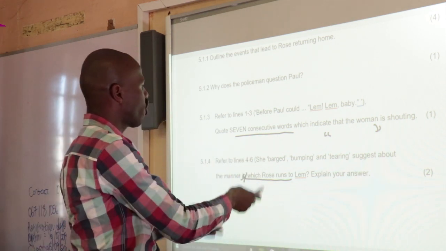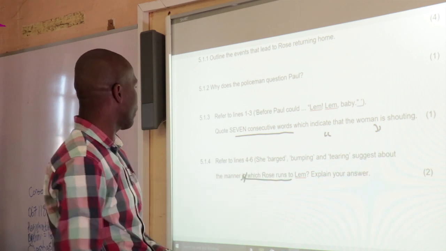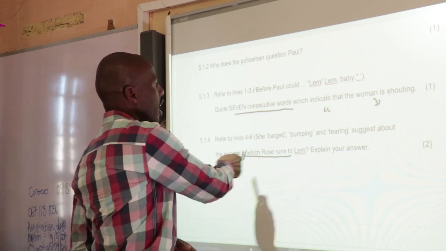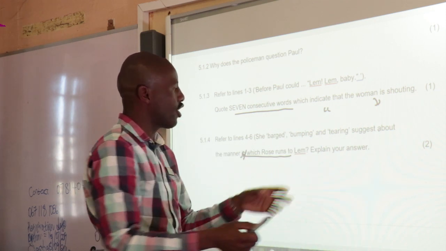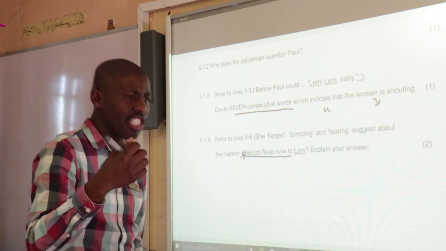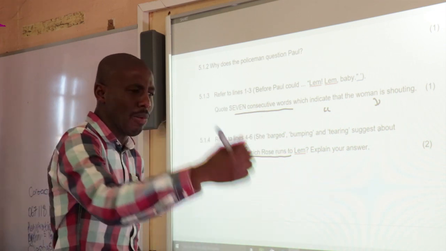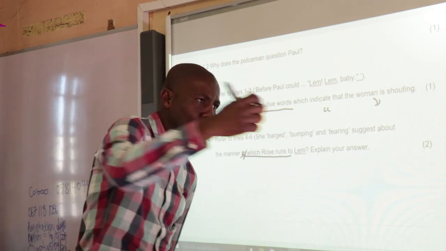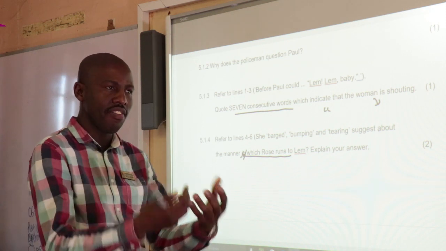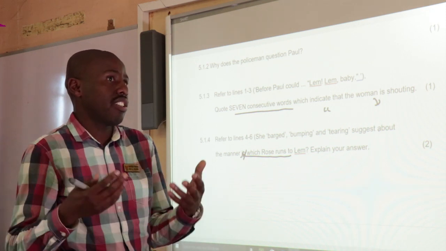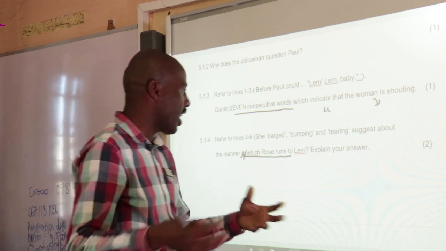Refer to line 426, "she barged, bumping, blathering" about the manner, and they say, what does this suggest about the way in which Rose returns to them? Explain the answer. Barging: she was running wildly, she could not be stopped, she couldn't wait to go to her husband. Now we get the feeling that she really loved the husband, even though they had a fight and she left, she was still loving the husband, which is a good thing, and they reconciled.